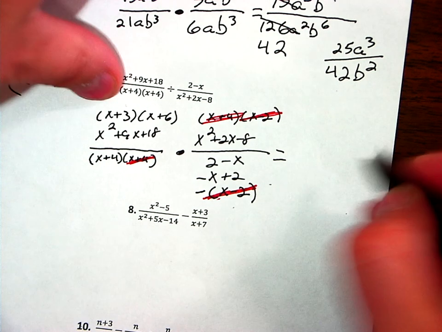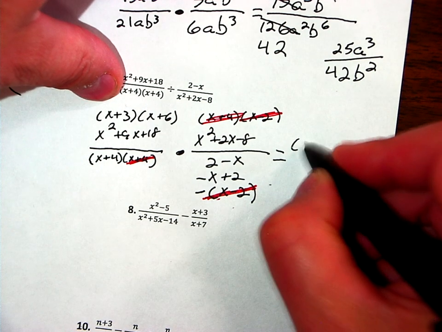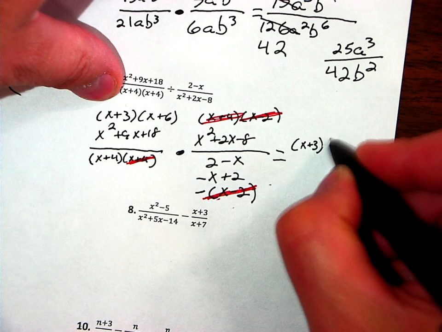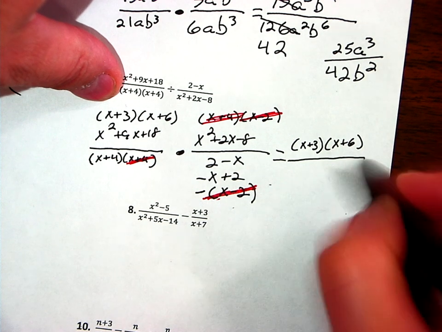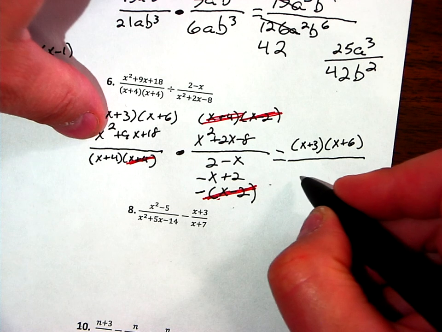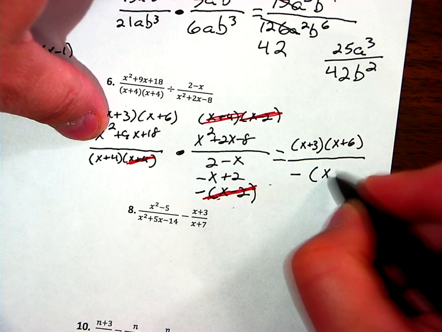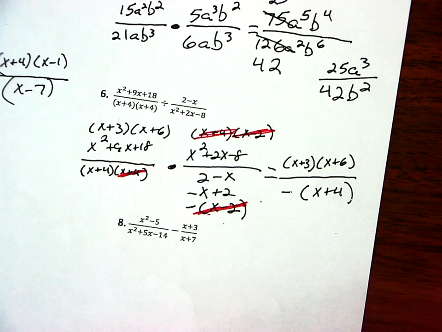All right, so what was left on the top? x plus 3, x plus 6. And what is left on the bottom? The negative x plus 4. So Jackson, I would just put it right there. That would make the most sense to me. Just put it right there.